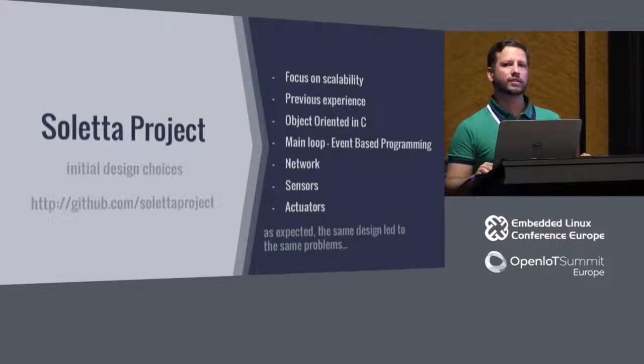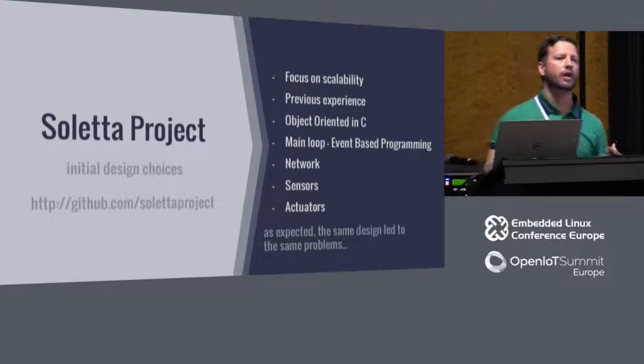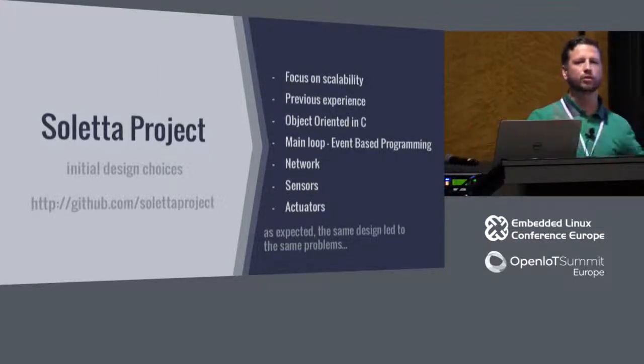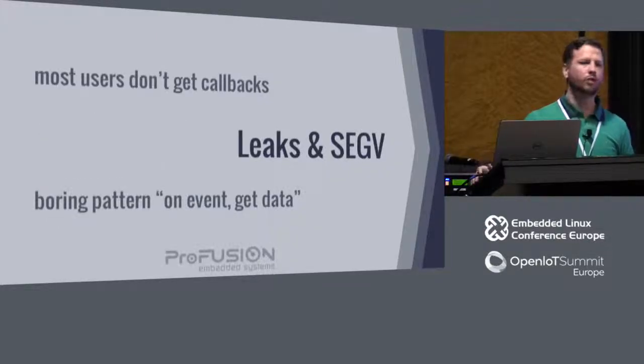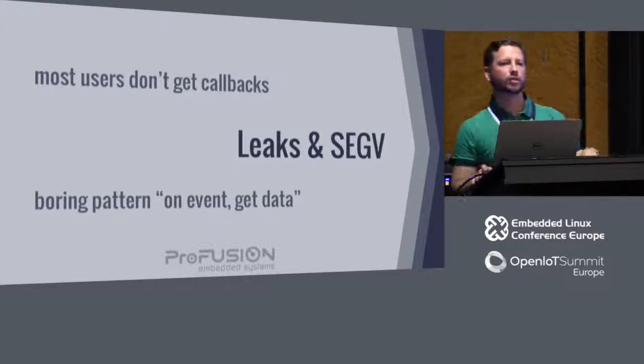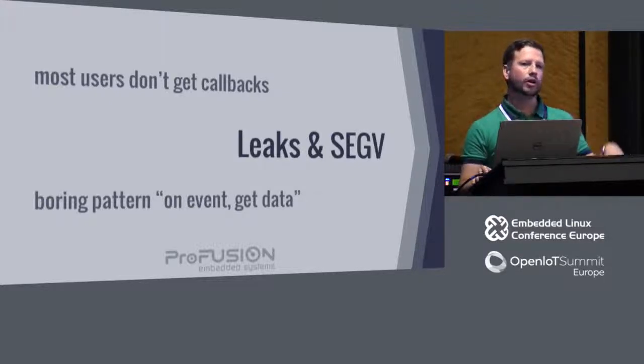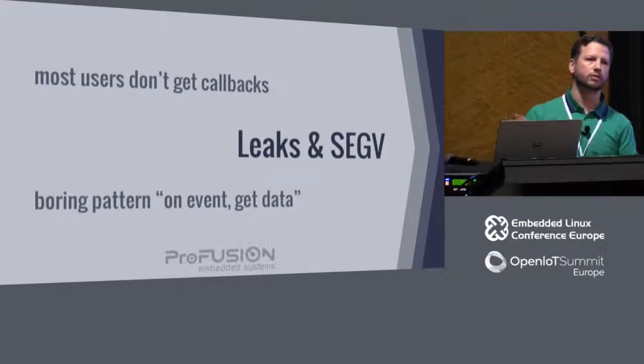However, as expected, the same design led to the same problems. We had to test if our API was easy enough with random people, not just my peers, but some random students, hackerspaces, and everything. And we got to the same conclusion: most people don't get callbacks. They get it wrong. It will lead to segmentation faults, to leaks, and the boring pattern: on event, get some data, do something. It is error prone. We could call them idiots and tell them to learn how to write code, but we couldn't.